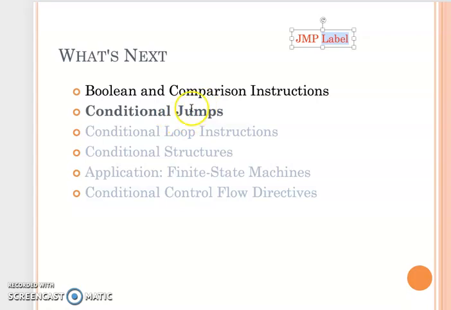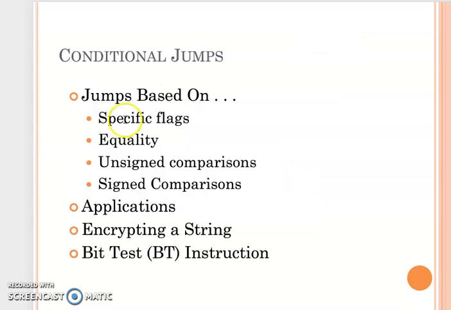So let's see what kind of jumps we have. When you're using different conditional jumps, they are based on specific flags. So that's why we say the status flag. Then the equality. This equality is actually kind of the same as the status flag, because when you compare two values, if the zero flag is set, we know they are equal to each other. So that's according to your equality, we have the jump.